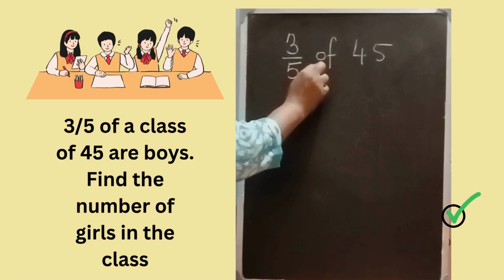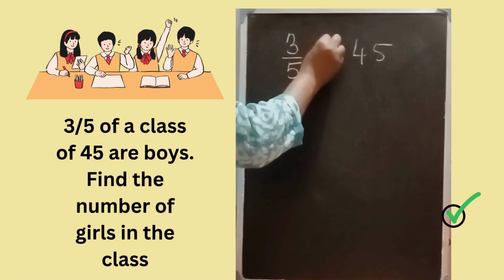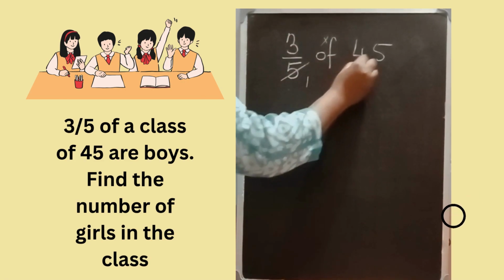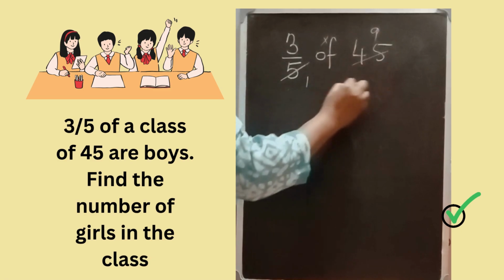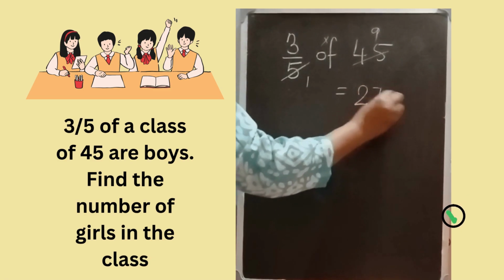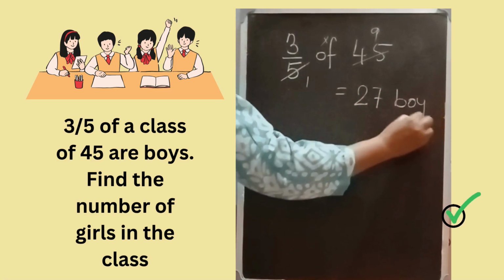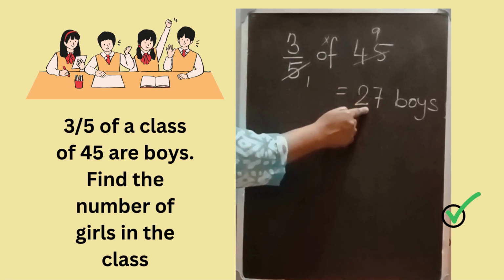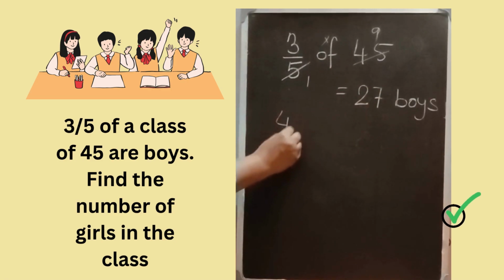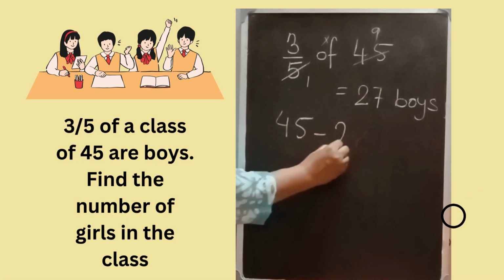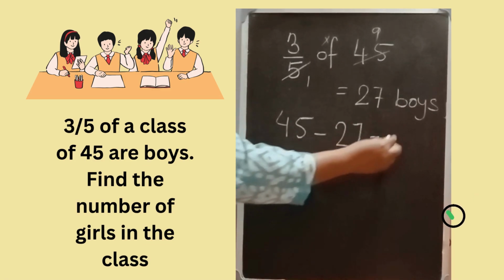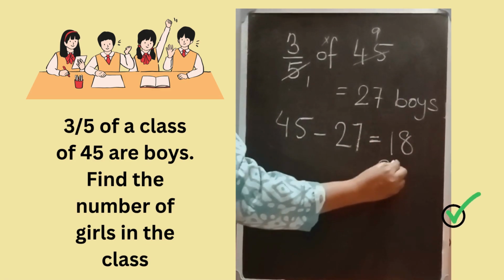Okay, so "of" we know is multiplication. So if we multiply 3/5 of 45, 5 ones are 5, 5 nines are 45, 3 nines are 27. So 27 are boys. Okay, according to the question, 3/5 of 45 are boys, 27 boys. So in a class of 45 children, if 27 are boys, how many girls are there? 45 minus 27, that is 18 girls.